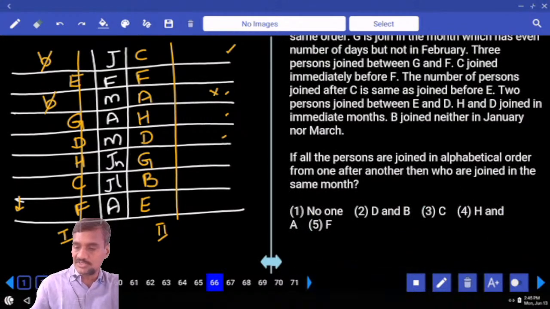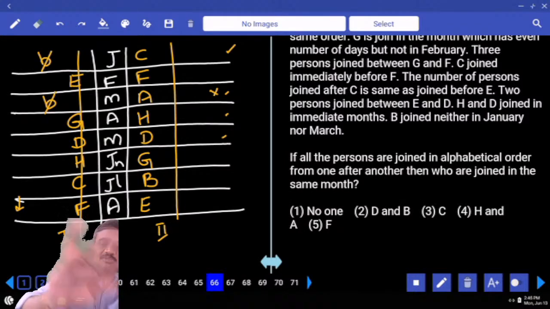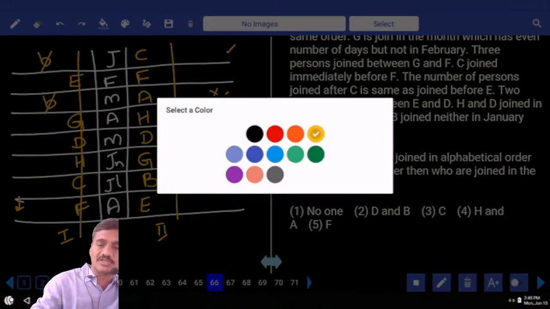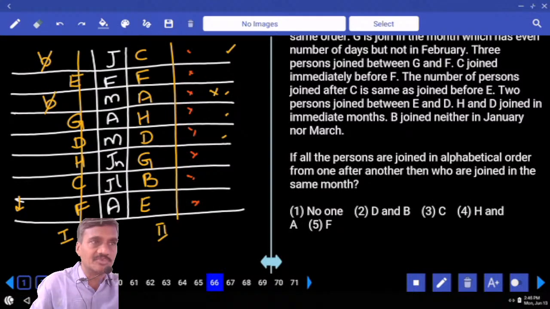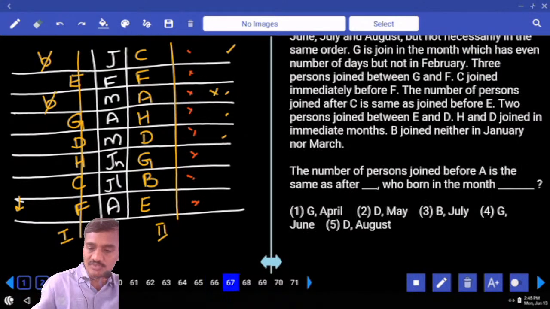Then coming to question number 66. If all the persons joined in alphabetical order one after the other, then who joined in the same month? Now tell me, is there any person who remained in the same month here? Starting with A, B, C, D, E, F, G, H. None of the persons are matching here. No one, choice 1.